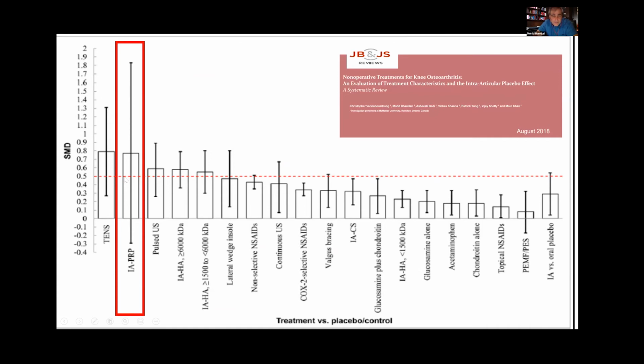This line here is the threshold for a minimal clinically important difference if we take the most conservative estimate, which is 0.5. So it's a pretty high threshold to beat. PRP does pretty well with respect to an average effect. If you look at this, it's a pretty high average effect.